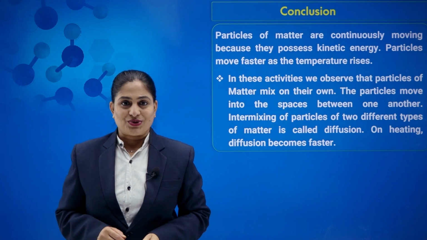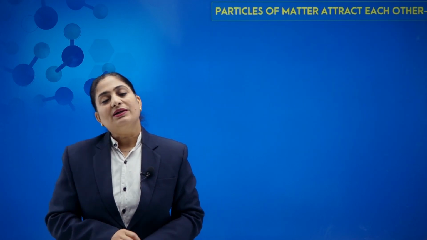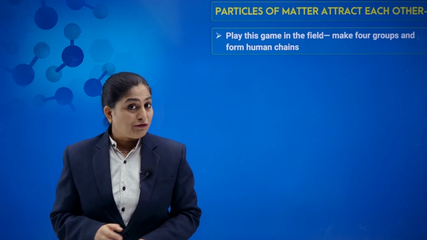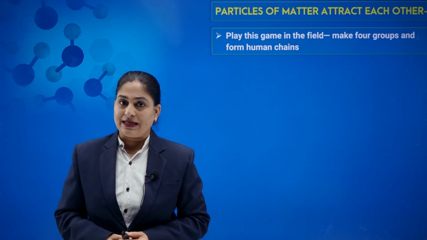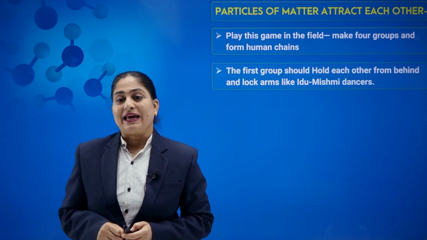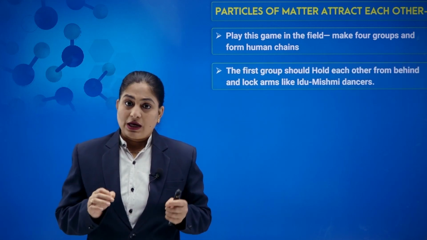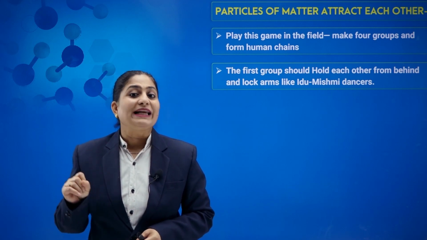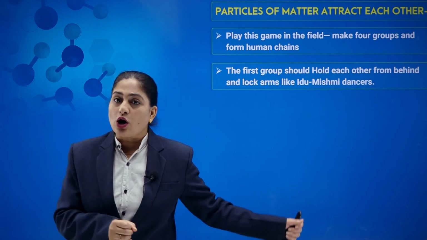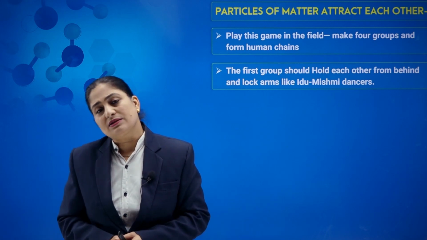this is the final conclusion. Now another characteristic is that particles of matter attract each other, and for this let us perform an activity and then we'll discuss some examples. So you play this game: you make 4 groups and form human chains. The first group should hold each other from behind and lock arms just like the Mishrim dancers.